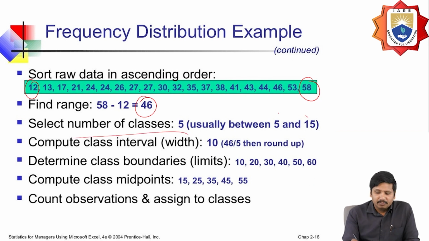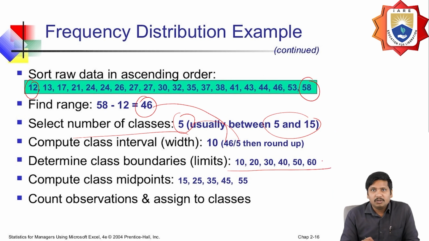Usually it should lie between 5 and 15, and then you have to compute the class interval. How the class interval is done is that the range we have should be divided by the number of classes. Then I am able to get the class interval, and then determine the class boundaries.